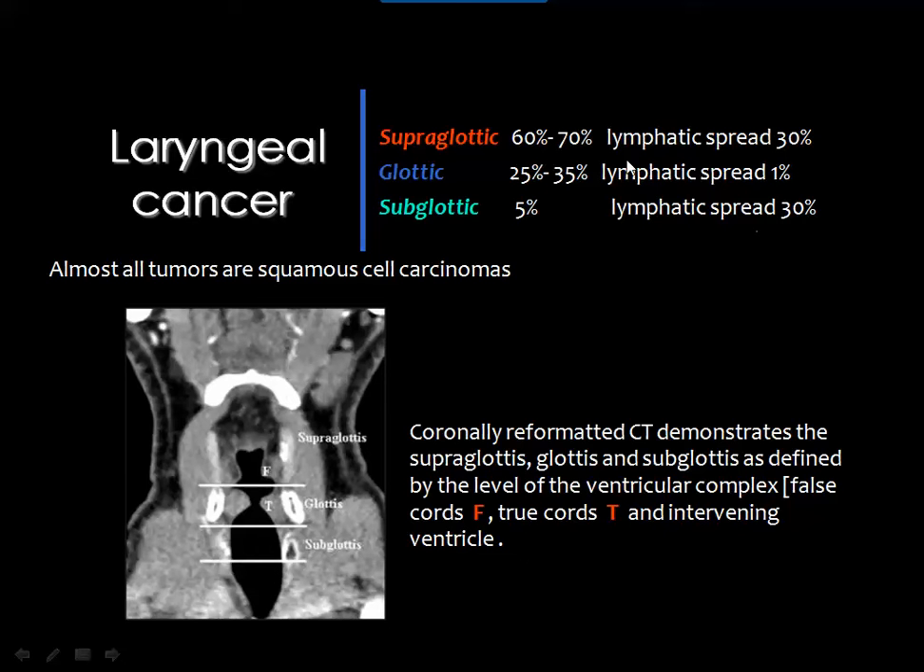Supraglottic laryngeal carcinoma is the most common, occurring in about 60 to 70% of cases, followed by the glottic region, and the least is the subglottic area.